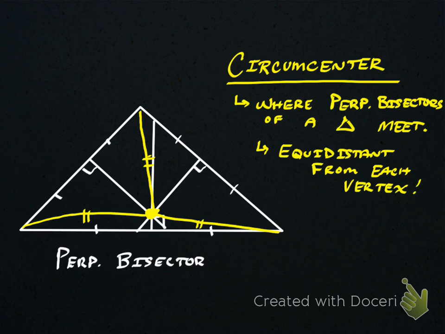So if you were to draw 3 perpendicular bisectors and find the spot where they meet, you would have a point that is exactly the same distance from each corner of your triangle, and that is called the circumcenter. All right, if you need to pause and get this copied down, feel free to. Otherwise, we're going to move on to special property number 2.